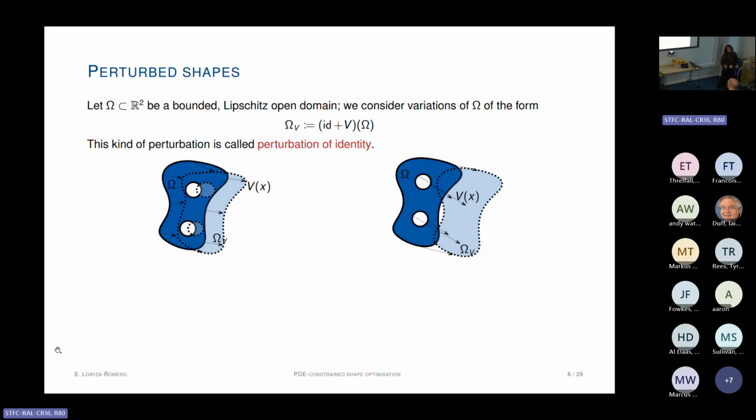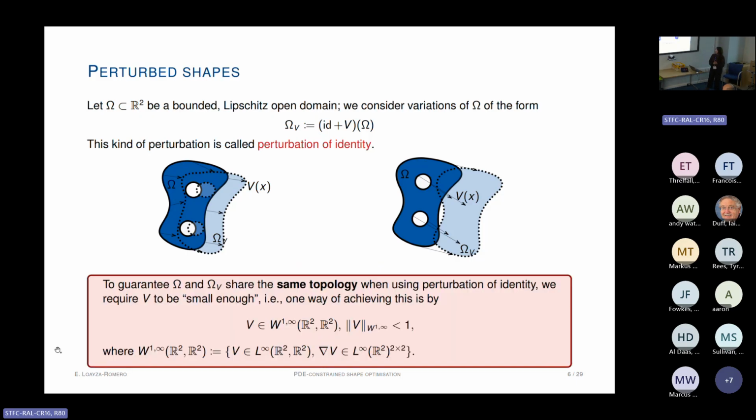Since we're doing shape optimization at the moment, we're not interested in these kinds of cases, so we need to restrict the kind of vector fields in order to keep the topology of my shape. And one of the ways of doing it is, in fact, by taking these deformation fields in this very particular space, W^{1,∞}, and of course, asking them to be small enough.